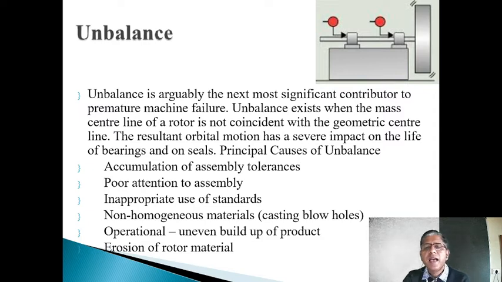The next is unbalance. Unbalance is inappropriate distribution of mass in the rotor. If the mass is not uniformly distributed from the center of the rotor, then the rotor gets unbalanced, and because of the unbalance, a lot of centrifugal forces, unbalanced forces are generated, and because of that, the rotor starts vibrating. So that is unbalance.